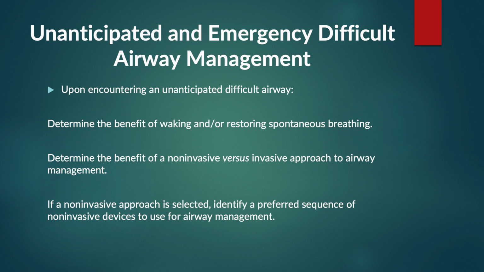If you cannot place an LMA and you still can't ventilate, and you don't think you can wake them up, then you're going to proceed to something invasive. But you should have an identified preferred sequence of events. If you were in your OR, you should know A, B, C, D, and E. D and E are what we don't want to get to.